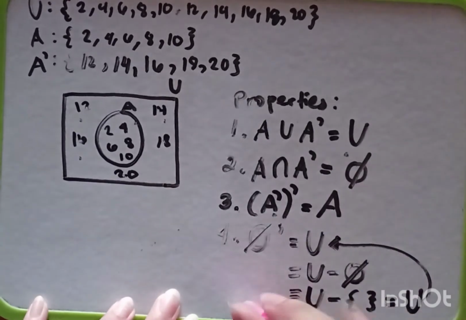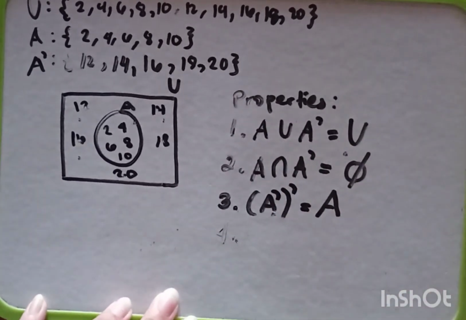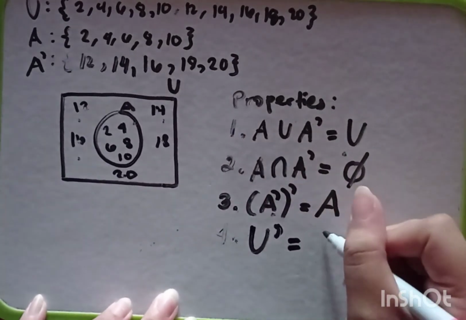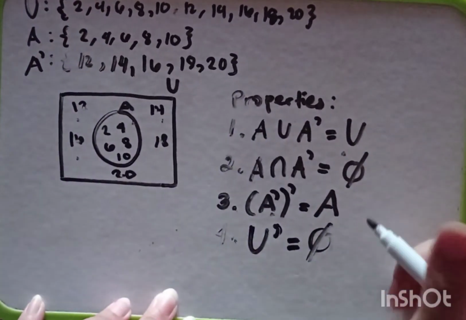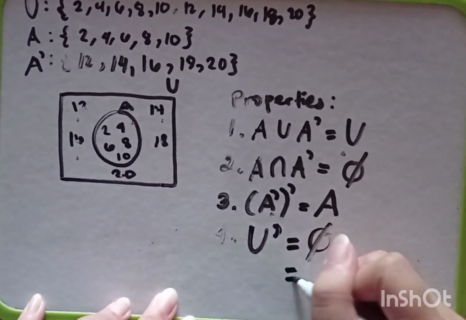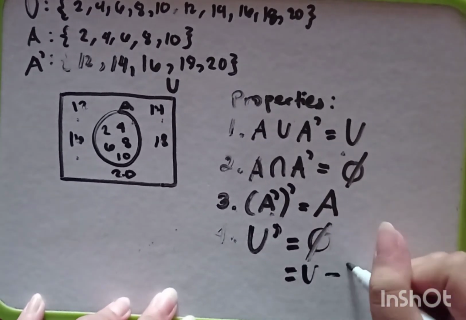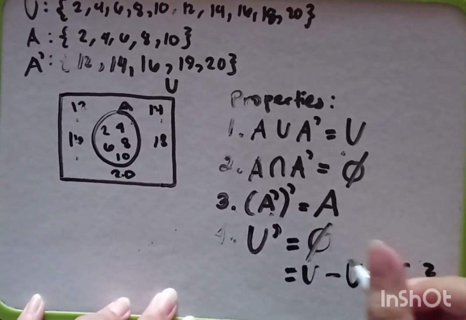And the other one is the vice versa of this. The complement of the universal set is equal to the null set. Why is it the null set? Because if we imagine this as universal set minus universal set, then we get an empty set, or no elements, and that's why we have this null set.